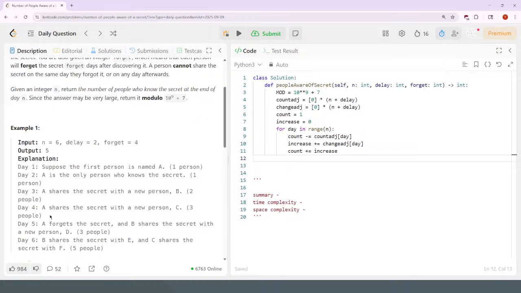So is this right? Let's just work a little more. I think what would happen here would be this count. The increase in the number of people for this day should affect count adjust and change adjust for some number of days after this. So the increase, this is the new people for the day.